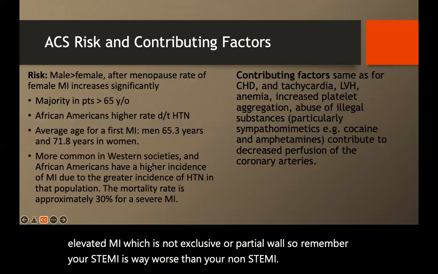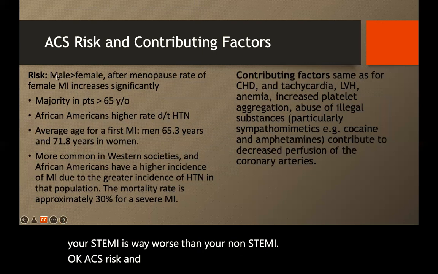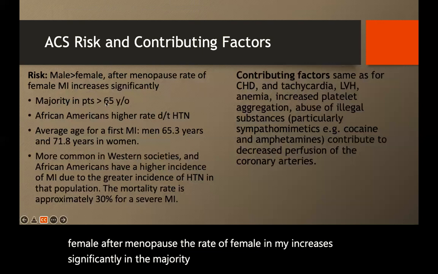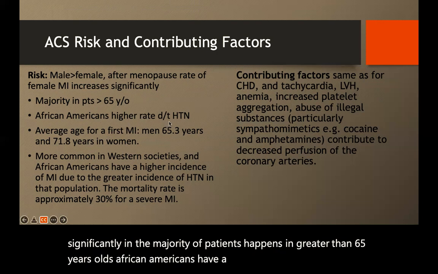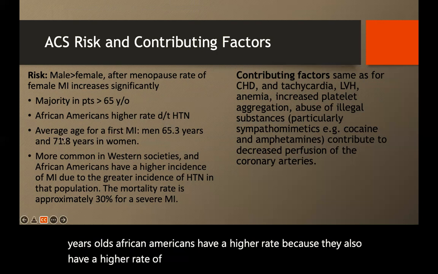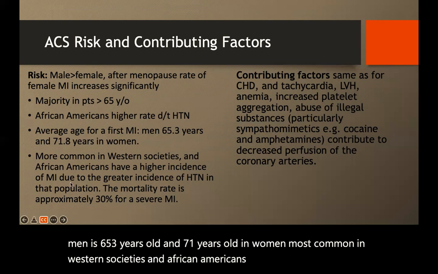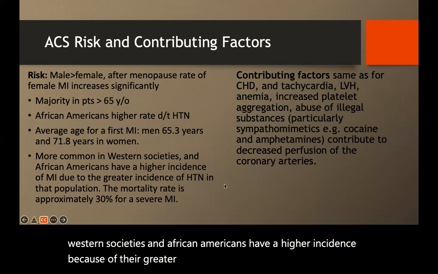Okay, ACS risk and contributing factors. Males are at greater risk than females. After menopause, the rate of female MI increases significantly. The majority of patients are greater than 65 years old. African Americans have a higher rate because they also have a higher rate of hypertension. Average age for the first MI for men is 65.3 years old and 71 years old in women. Most common in Western societies, and African Americans have a higher incidence because of their greater incidence of hypertension.